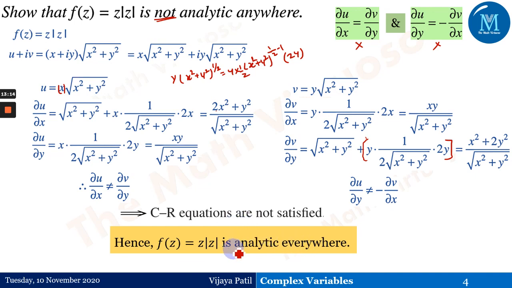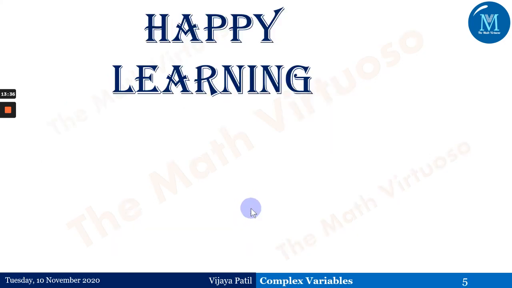Actually, it has to be not analytic everywhere. Okay, because we have shown that the CR equations are not getting satisfied, and therefore it is not analytic everywhere. I hope you have understood this type of example, wherein we have to check whether the functions are analytic or not. And that's all. Thank you. Happy learning.